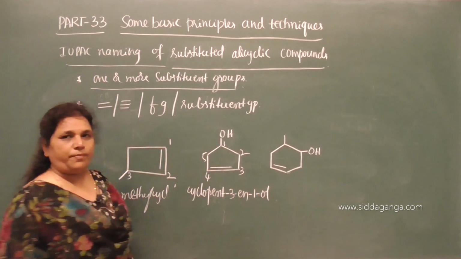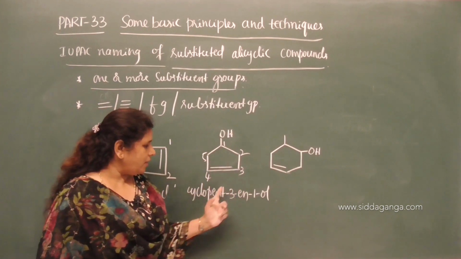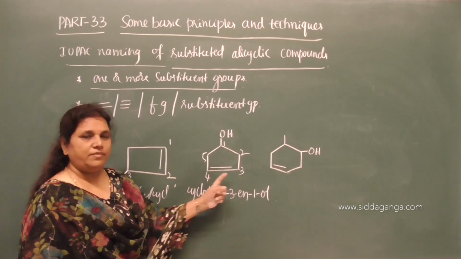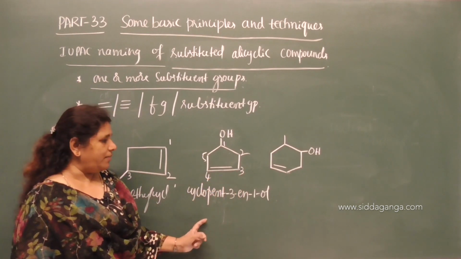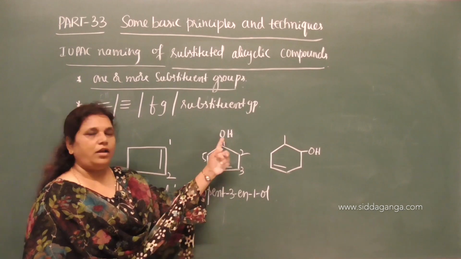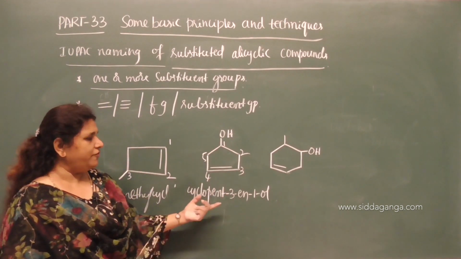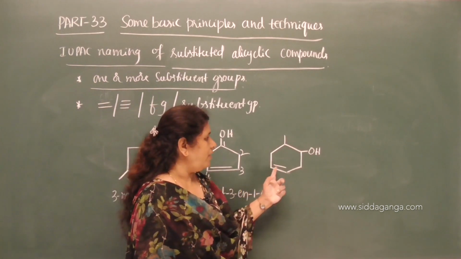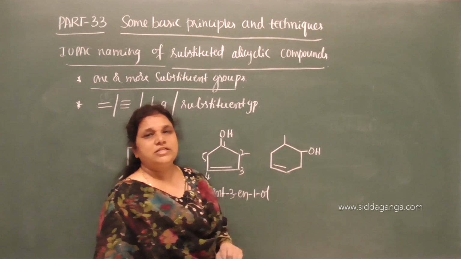So this is the IUPAC name. See here, cyclopent, 5 carbon atoms are there. 3-en, between the third and fourth carbon we have a double bond. Cyclopent-3-en-1-ol is the IUPAC name of this compound. And what about this? Here we have a double bond, a functional group and a substituent group.